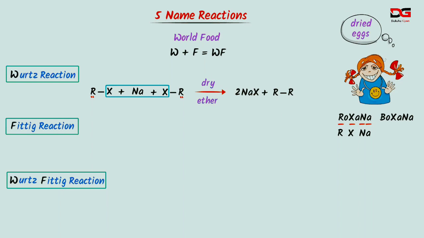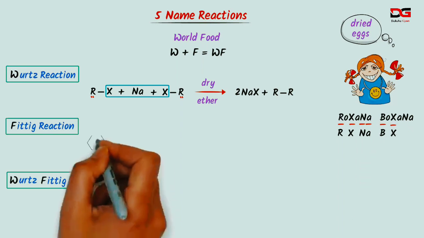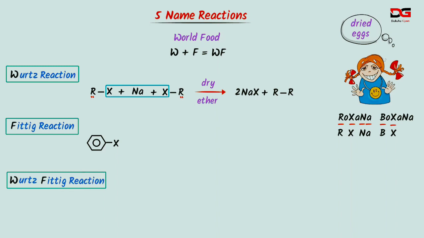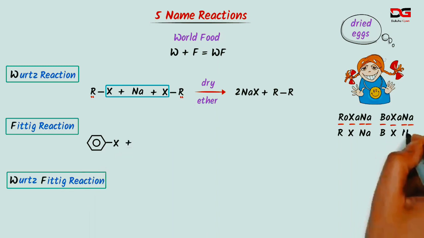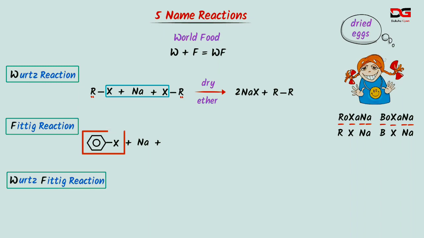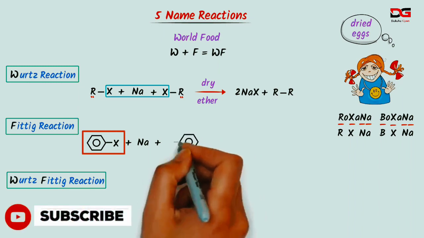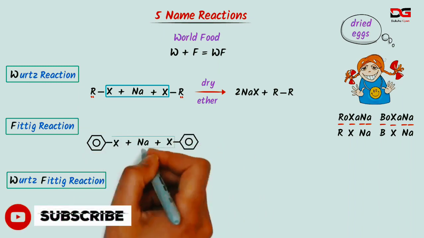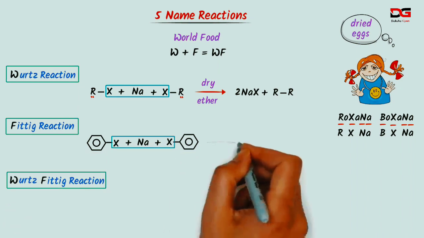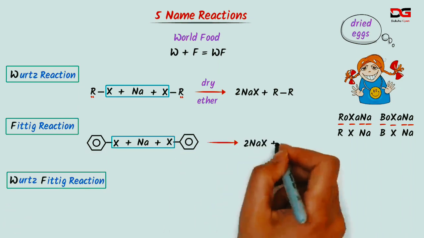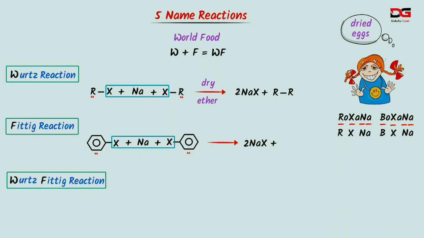Now in case of the Fittig reaction, I consider vv. This B and vv stands for the benzene ring and this X or halogen is attached to it. Plus this Na stands for sodium, plus I take this benzene and X and rewrite it here. Now sodium will react with these 2 halogens to form 2 sodium halide, plus this benzene ring and this benzene ring join together to form diphenyl. This dried X stands for dry ether. Thus this is the Fittig reaction.